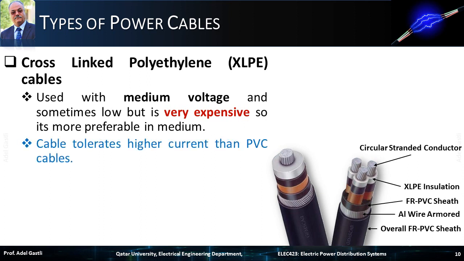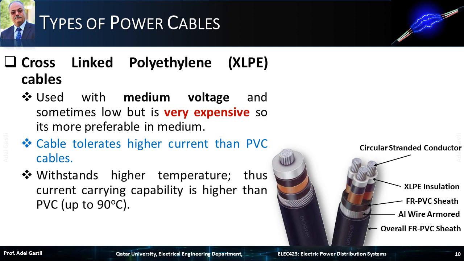Also, XLPE cables tolerate higher current than PVC cables. And they also withstand higher temperature, which can reach up to 90 degrees Celsius. Thus, their current carrying capability is higher than that of PVC. Hence, XLPE cables have higher short circuit capability than PVC cables.